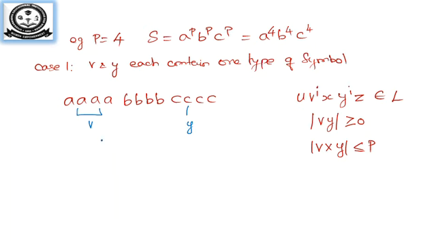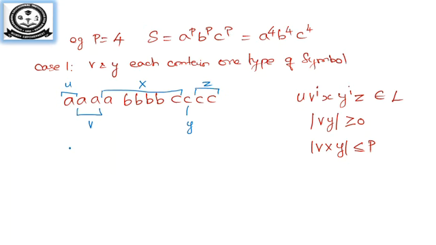Why do we mainly concentrate on v and y? Because v and y are going to be raised to the power of i. Now what will be the rest of the symbols? Let me take the first a alone as u. From the fourth a till the first c, let me take it as x, and the last two c's I will take as z.